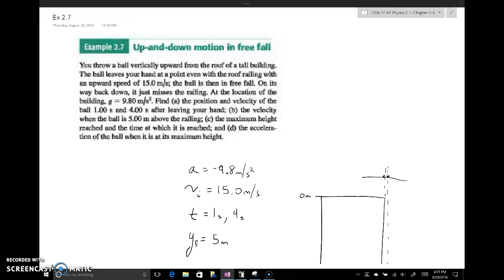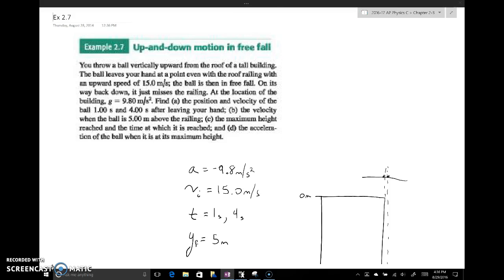The acceleration due to gravity is 9.8 meters per second squared. We want to find the position and velocity of the ball at 1 second and 4 seconds. We want to find the velocity of the ball when it's 5 meters above the railing. We want to find the maximum height and the acceleration of the ball when it's at a maximum height. So lots of questions to answer here.